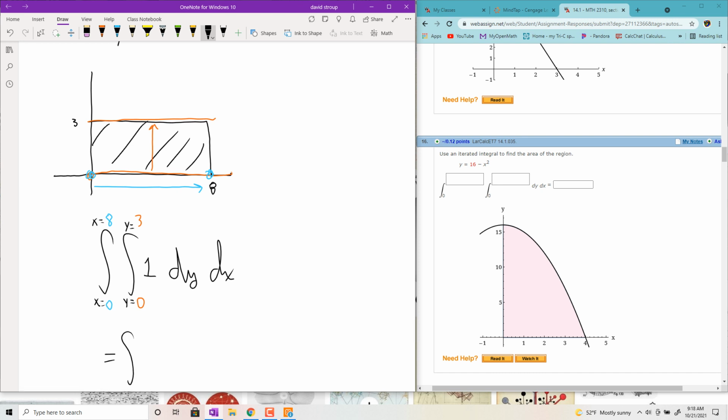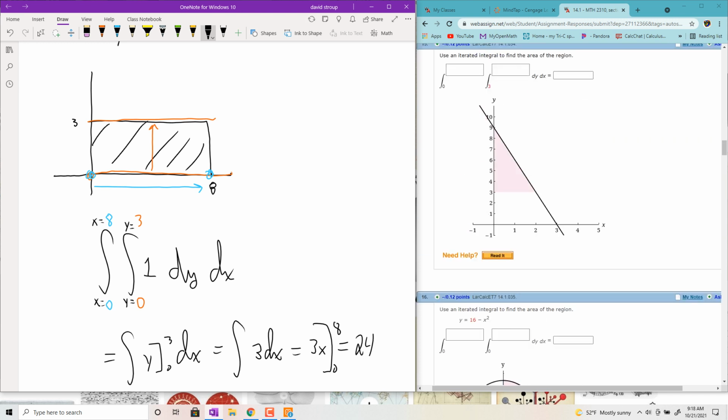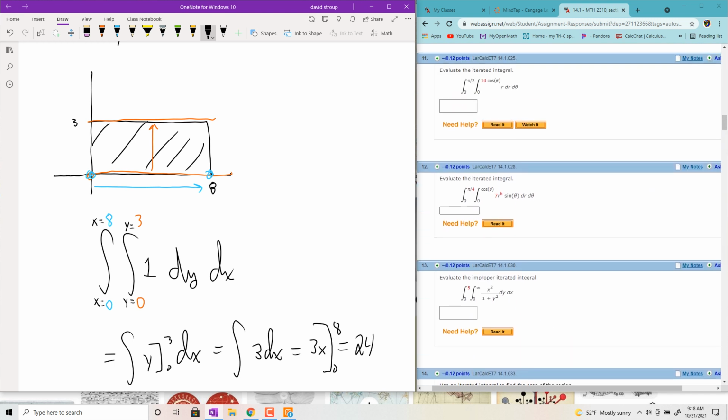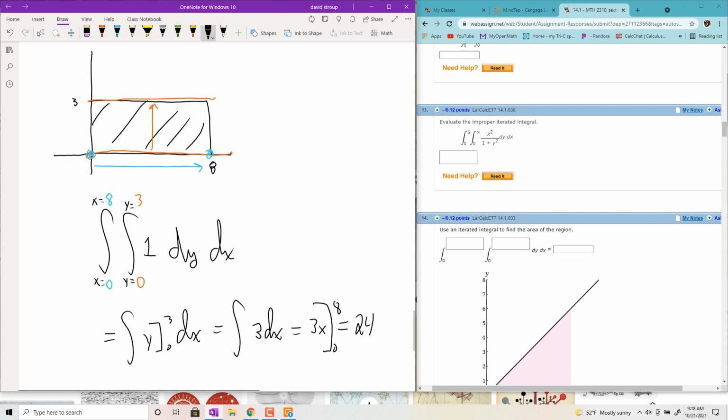I have the integral of 1, which is y, and I'm going from 0 to 3 dx. Evaluating y on those limits, it would just be 3 dx. And then that would be 3x from 0 to 8. And that would be 3 times 8, which is 24, minus 0. So yeah, we get the area of that region. Okay, dandy.